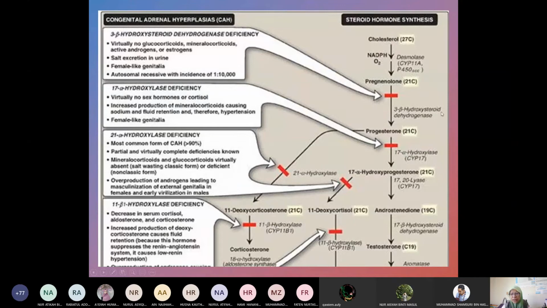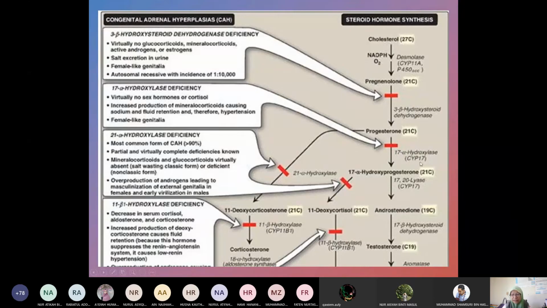Okay, here, 3-beta-hydroxysteroid dehydrogenase can be deficient if enzyme synthesis is impaired by mutations in the corresponding gene. What happens is that there is no glucocorticoid, mineralocorticoid, and androgen synthesis, because it is blocked at the early step of the biosynthesis. So salt will be excreted in the urine, and there is female-like genitalia. This is actually a very rare case. It happens in an autosomal recessive disorder.